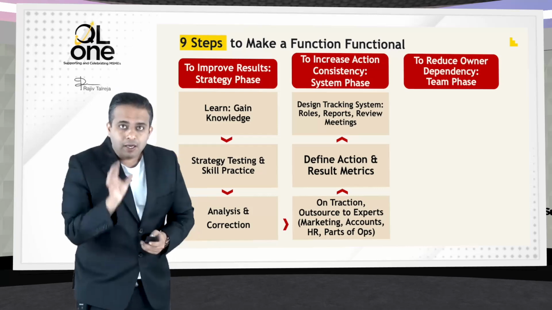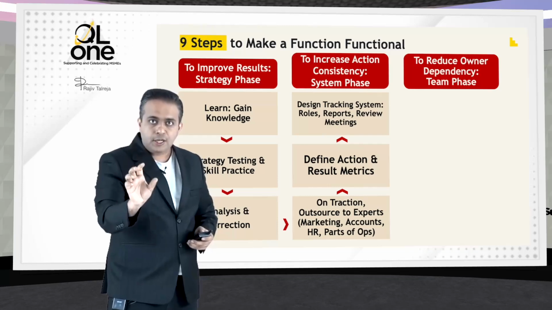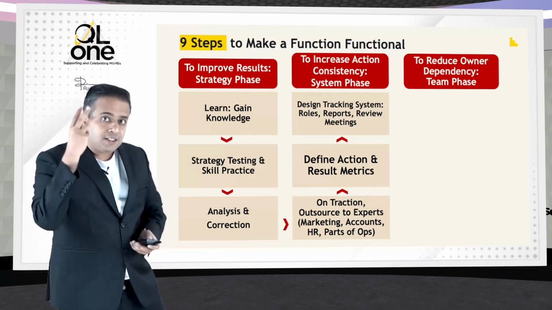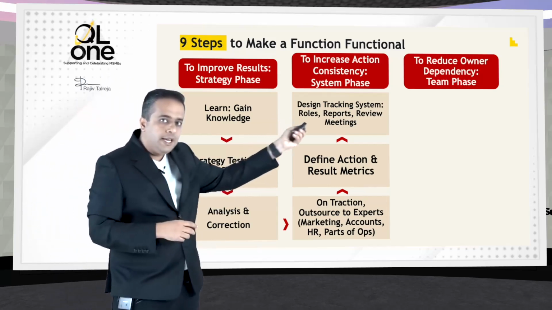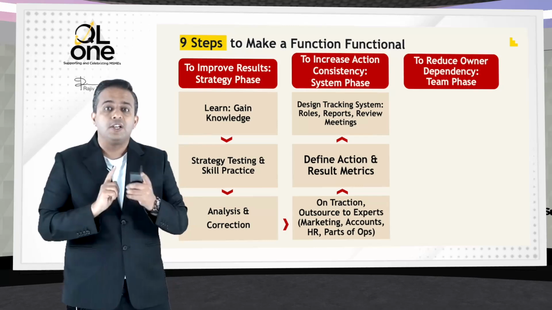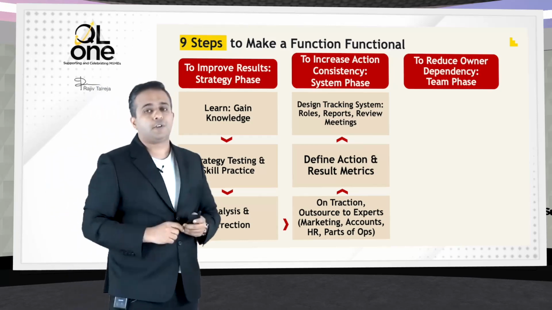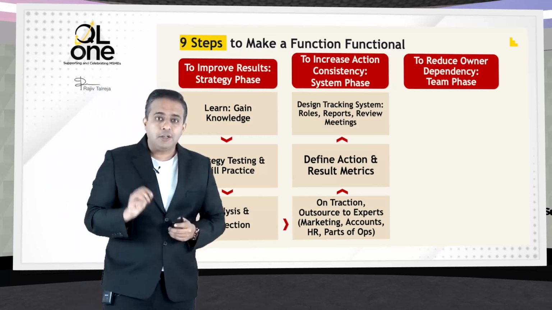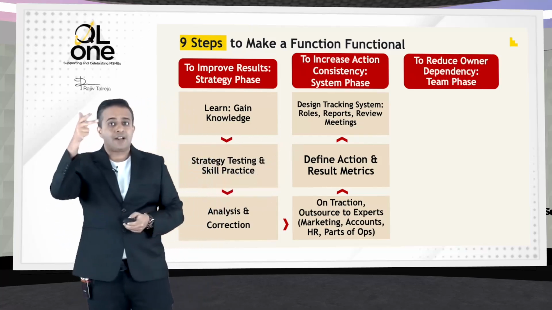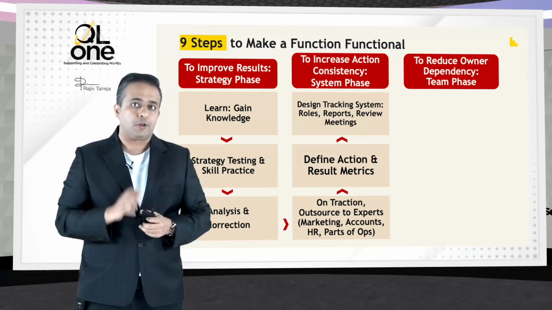I really want you to understand, if you want any function to become consistent, you need to build a tracking system. That's why that's the system phase. And there are 3 elements of a tracking system: clear roles, clear reporting templates to capture data, and a consistent review meeting process to review the data, analyze, and create further corrections. At the end of the day, when you design a tracking system with roles, reports, and review meetings, that's when you can ensure consistency of action of any particular function.